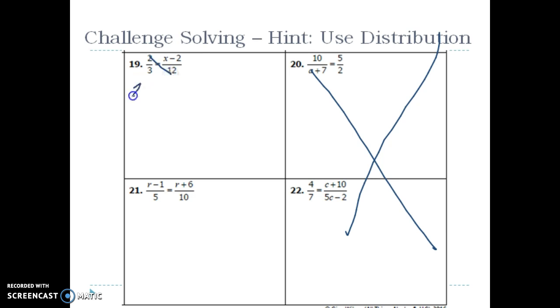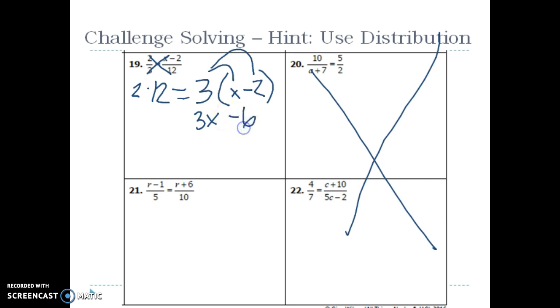So 2 times 12 is our first diagonal. And the other one from bottom to top is 3, but this time it's not just x, it's x minus 2. So if 3 is being multiplied by both of those things, we really need those things in parentheses. Well, now if 3 is next to parentheses, you got it, it means distribute. So really on the right side we have 3x, because 3 times x, and 3 times negative 2 is negative 6, equals, well, 2 times 12 is 24.